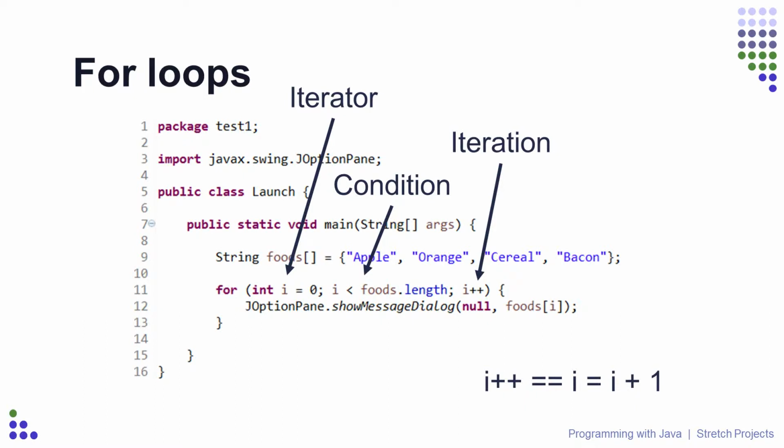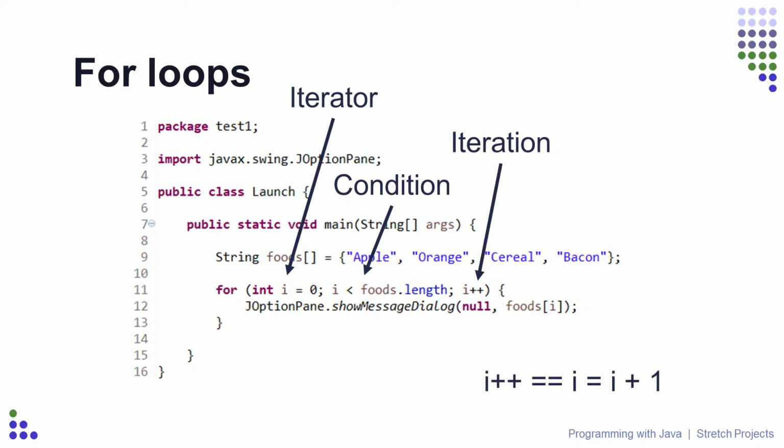With this type of loop, you use what's called an iterator to cycle through some of the code a specific number of times. This for loop does the exact same thing as the previous version of the code. It shows a pop-up dialog box for each individual element. So let's take a look at how it works. First up, we create an iterator.